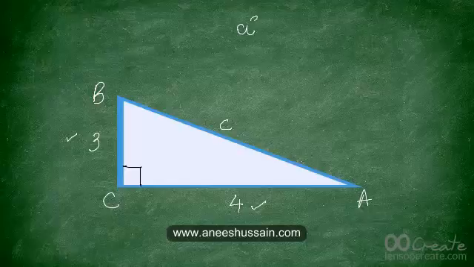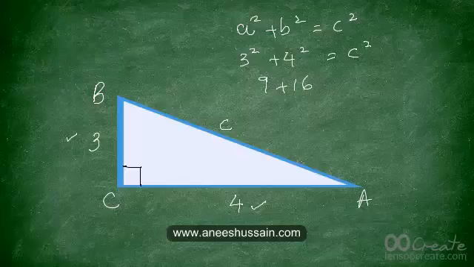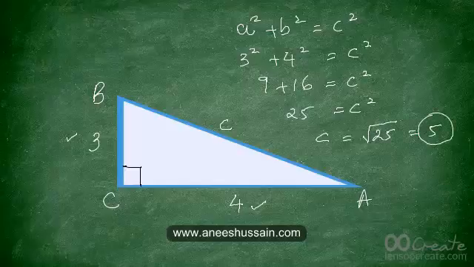We know that a square plus b square equals c square, which means that 3 square plus 4 square should be equal to c square. Now 3 square is 9 and 4 square is 16, should be equal to c square. So we get 25 is equal to c square. So therefore, to find the value of c, we will take the square root of both the sides, and we get c is equal to under root 25, which is equal to 5. So therefore, the length of c is 5. Make sure that you understand this concept before we move forward.